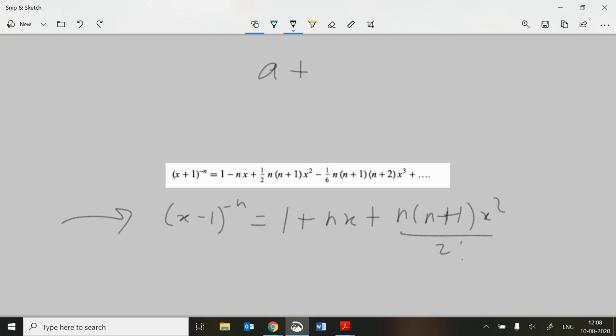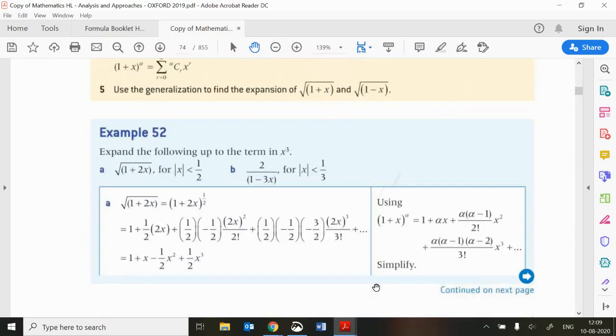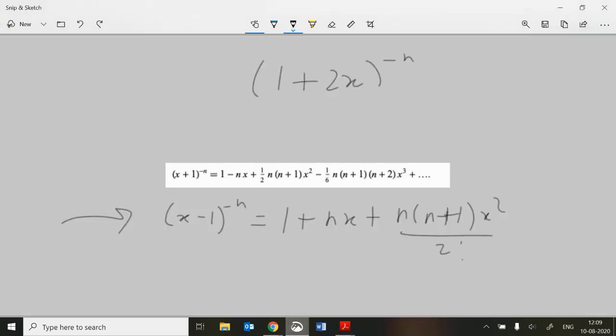Okay, so in your questions, it might be that you have, say, for example, 1 plus 2x to the power of minus n. So you just realize that you need to substitute in 2x where you see your x. Yeah, I think that's enough in terms of explanations. So that's going on. Let's deal with the 2 questions.